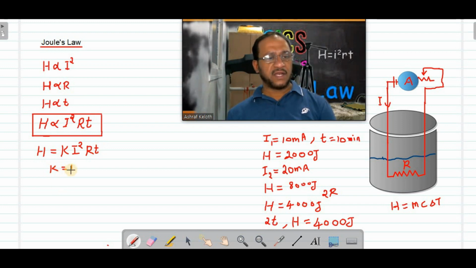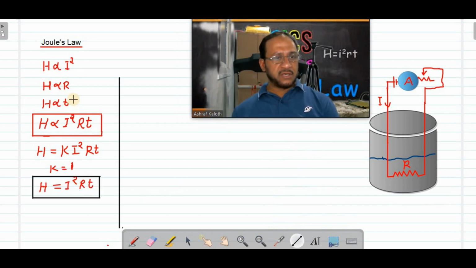Then what will be the final equation? H is equal to I square RT. This is Joule's law. We derived this equation by doing an experiment. H is equal to I square RT. What is the statement of Joule's law?